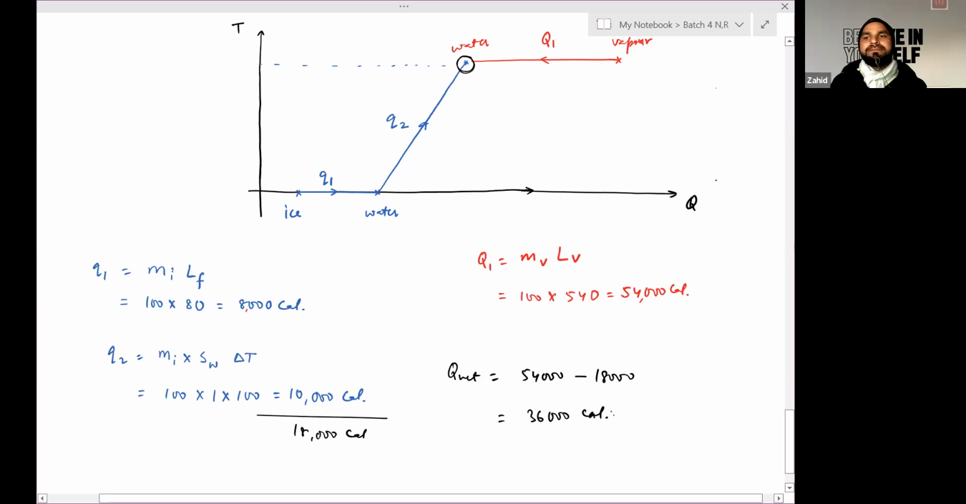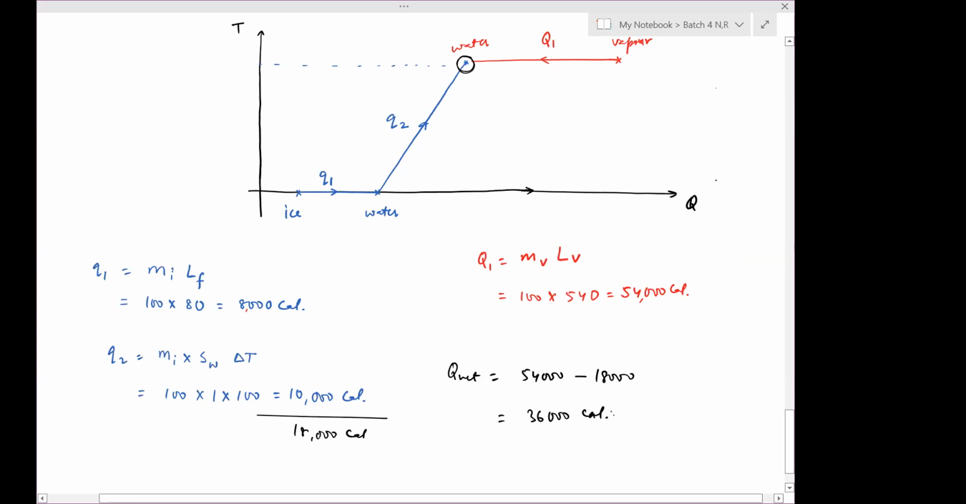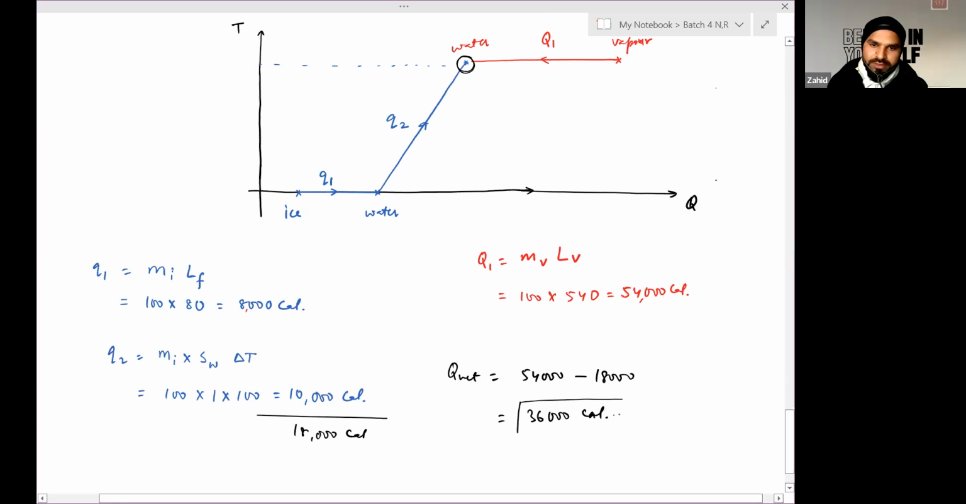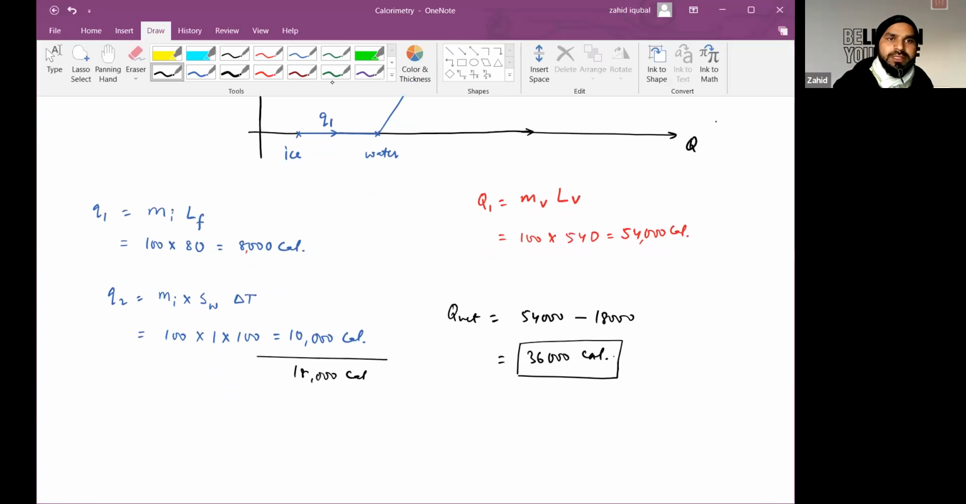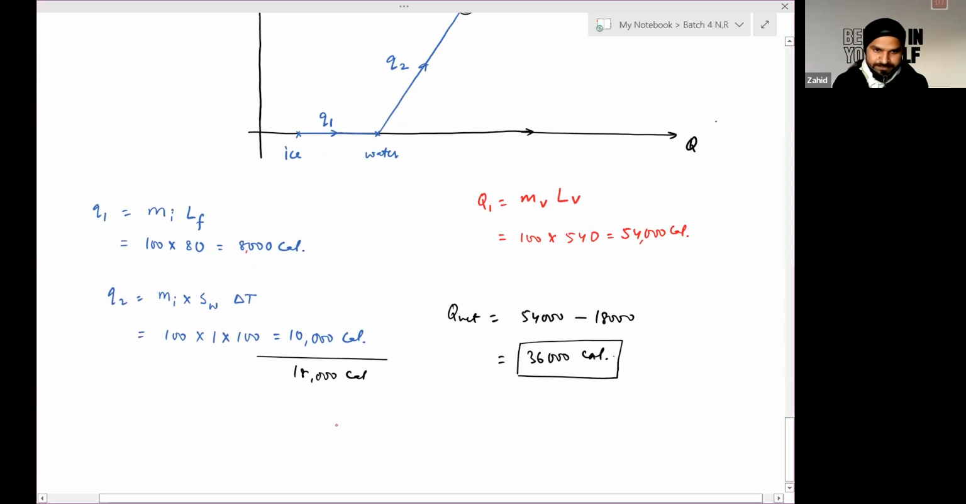Is it clear? Yes, sir. Now, this amount of heat energy, which is left out in this particular system, will tend to convert some amount of water into vapor. So let me calculate mass of water that will tend to convert into vapor due to this amount of heat energy. So some amount of water will convert into vapor.